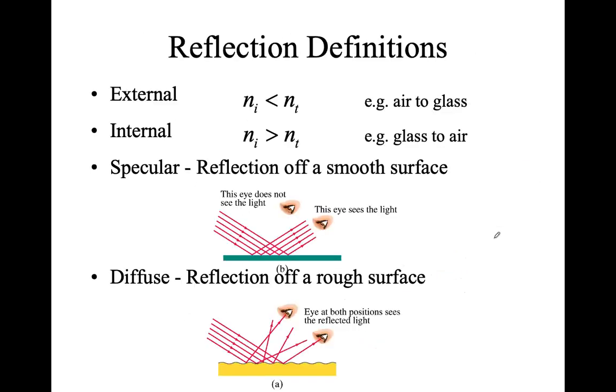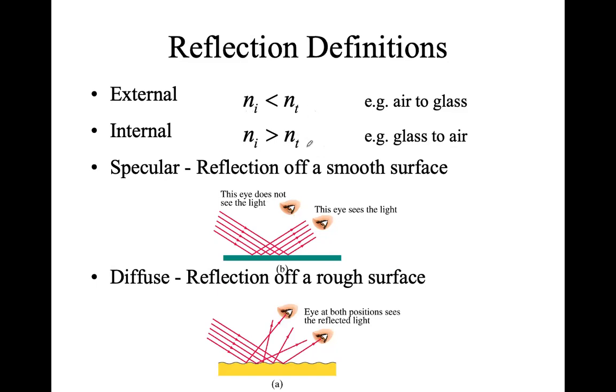All right, let's talk a little bit more about reflection. Okay, I have 2 types of reflections I like to talk about: internal and external. And if you're going from, like, air to water or air to glass, most people would say you're on the outside with your source.